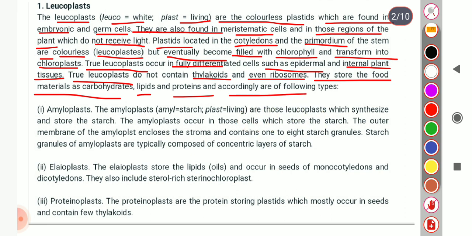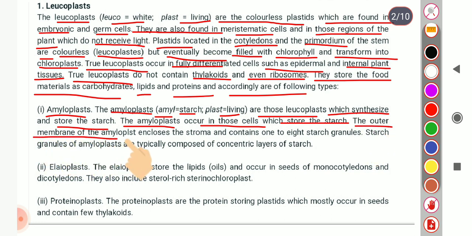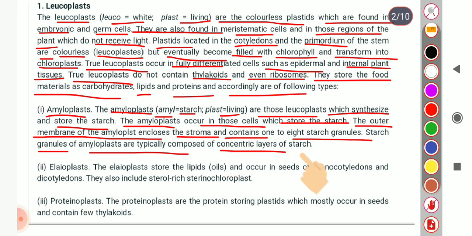Accordingly they are as following. Amyloplast: amylo means starch and plast means living. They are those leucoplasts which synthesize and store starch. Amyloplasts occur in those cells which store starch. The outer membrane of the amyloplast encloses the stroma and contains one to eight starch granules. Starch granules of amyloplasts are typically composed of concentric layers of starch.